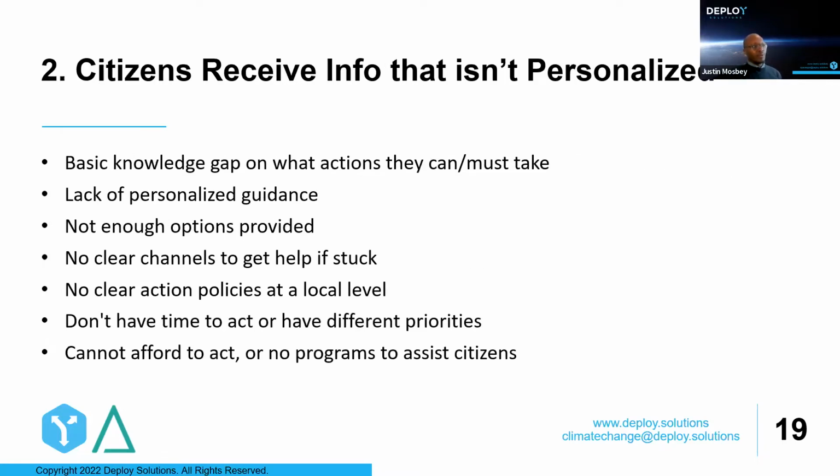The second problem was citizens receive information that isn't personalized for their needs. We heard from them that there's a basic knowledge gap on what action they can or must take. They lack personalized guidance, not enough options are provided, there are no clear channels to get help if stuck, no clear action policies at a local level, and they don't have time to act, or they have different priorities in their lives. And also they cannot afford to act, or there is no program to assist citizens. This was especially so in achieving net zero.